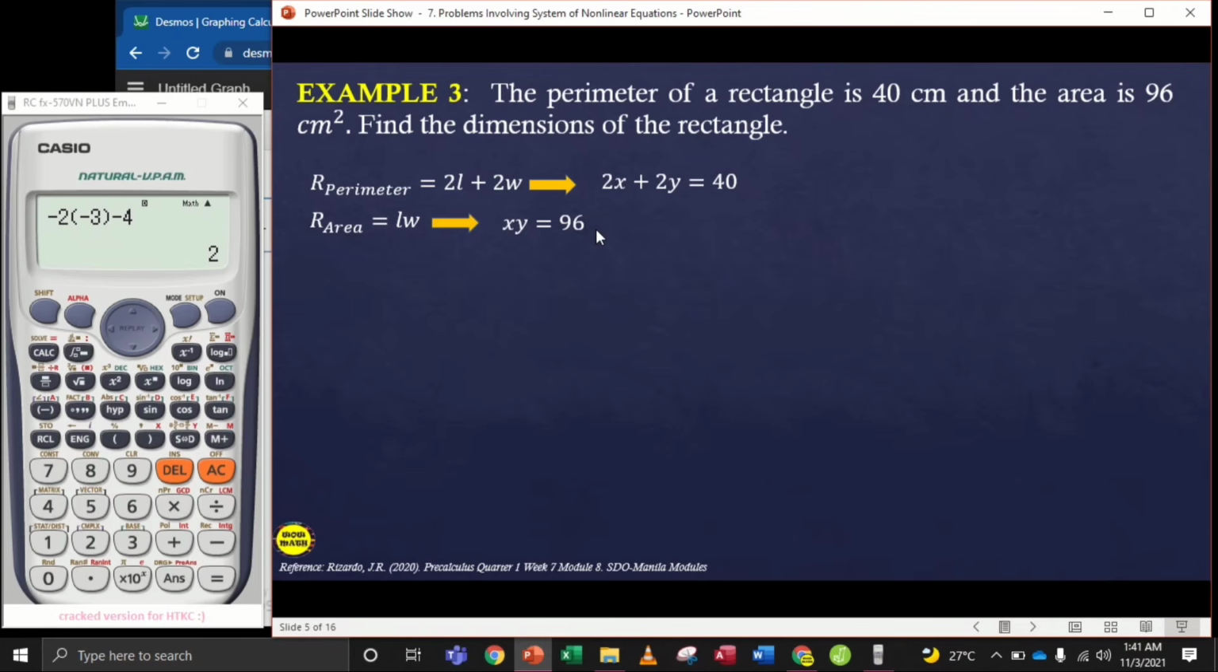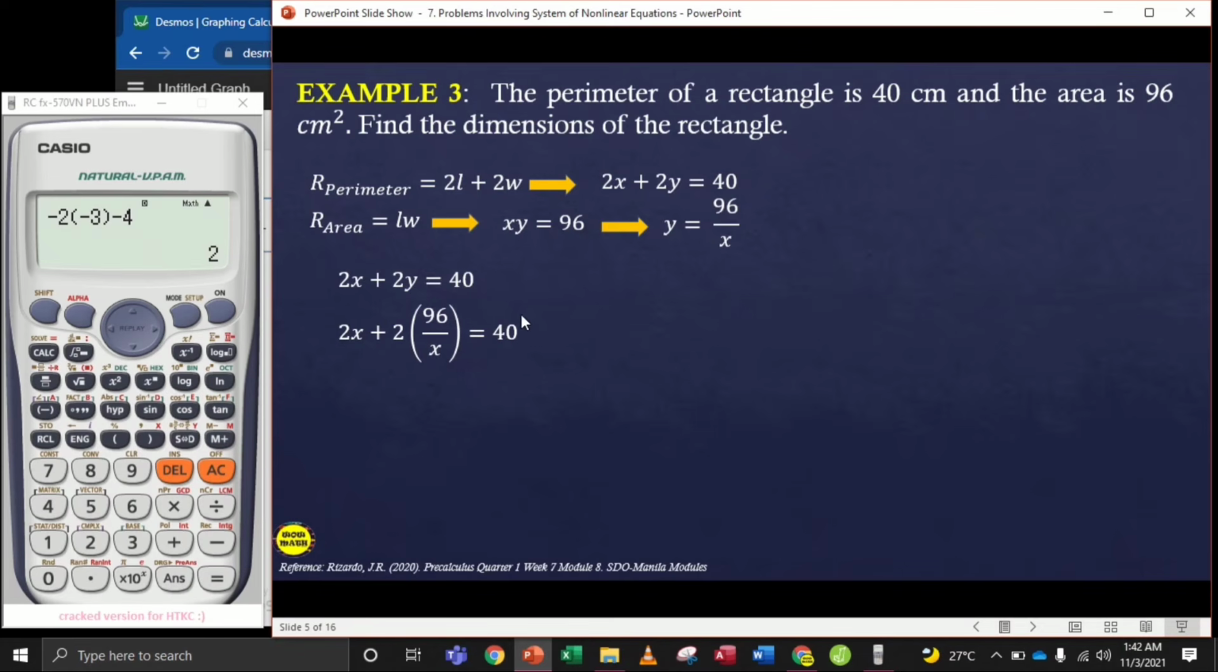So, paano natin kukunin? Para makuha natin yung dimension, i-substitute natin yung value ng x. Okay, so isosolve natin ito in terms of y. So, divide both sides by x. So, maging y is equal to 96 over x. So, itong value ng y, i-substitute natin dito sa perimeter ng rectangle natin. So, that is 2x plus 2y is equal to 40. And then yung y, i-substitute natin yung 96 over x. So, 2x plus 2 times 96 over x is equal to 40.